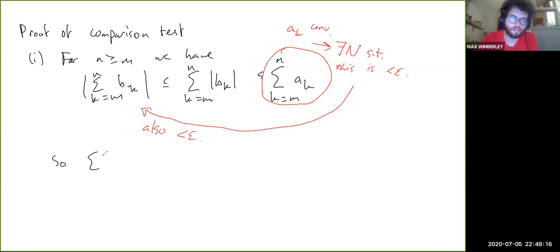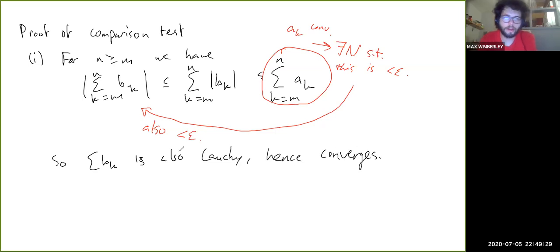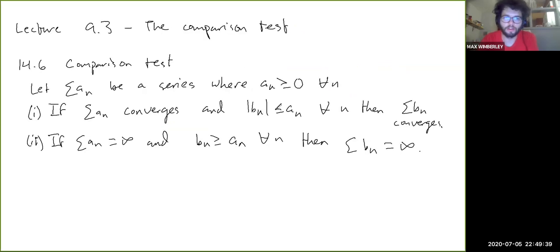So the series of bk is also Cauchy, hence converges. Note that this argument also actually shows that bk converges absolutely, because if you go back to the conditions we were looking at here, right?